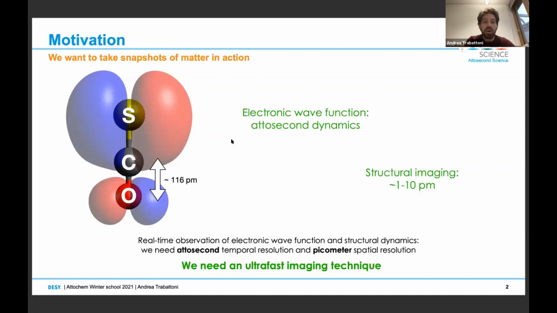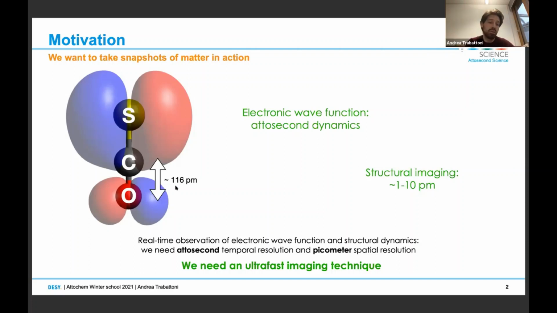And we will learn in these days that if you want to really capture in real time the electronic motion, and so the dynamics of the electron wave function, you really need attosecond resolution, because this is the natural time scale of electrons. But I would like to stress that if you really want to take snapshots of matter in action, temporal resolution may not be enough. You also need spatial resolution, to really do imaging.